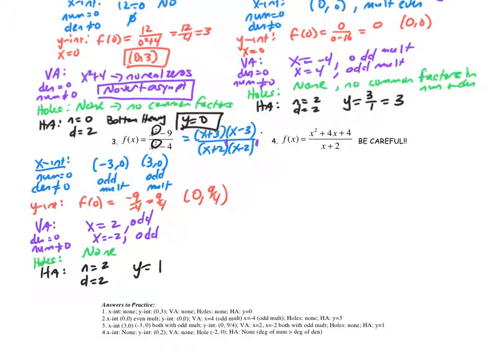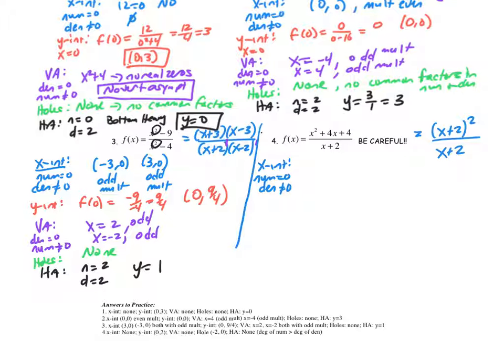And last example. Let's go ahead and factor this. So x squared plus 4x plus 4 is x plus 2 squared over x plus 2. Let's find the x-intercept. X-intercept, we want to look at when the numerator equals 0, but the denominator is not equal to 0. We need to make sure that any values that we get are part of the domain.